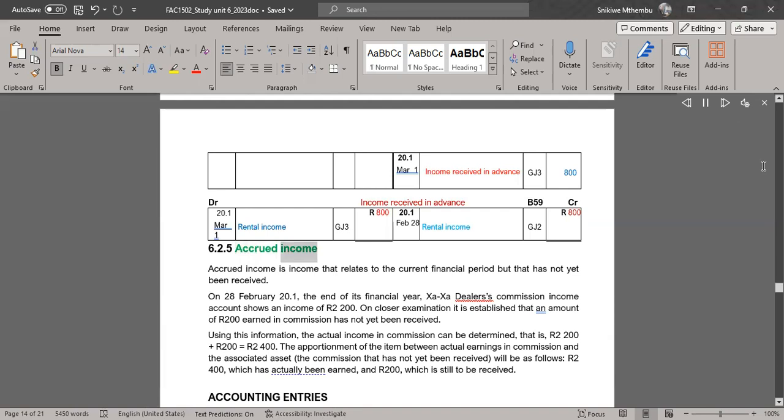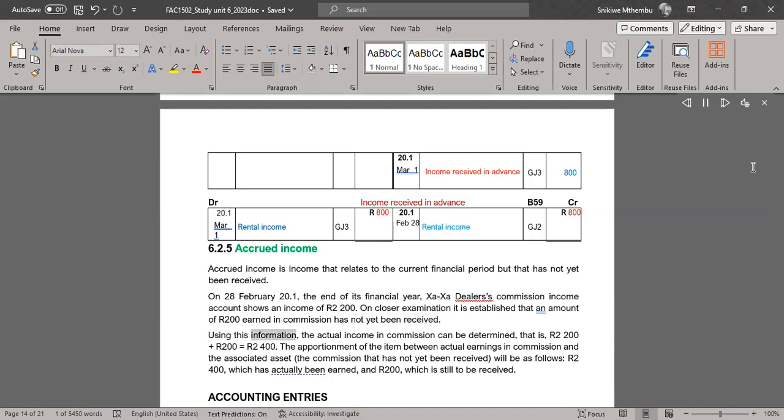Accrued income. Accrued income is income that relates to the current financial period but that has not yet been received. On 28 February 20.1, the end of its financial year, XAXA Dealers' commission income account shows an income of R2,200. On closer examination, it is established that an amount of R200 earned in commission has not yet been received.